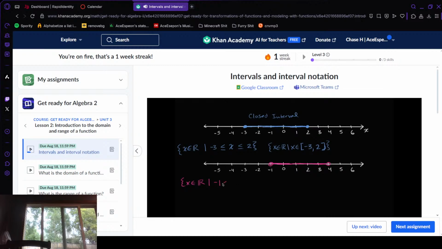So -1 is strictly less than x is strictly less than 4. Notice, not less than or equal, because x can't be equal to 4. 4 is not included. So that's one way to say it. Or another way, I could write it like this.